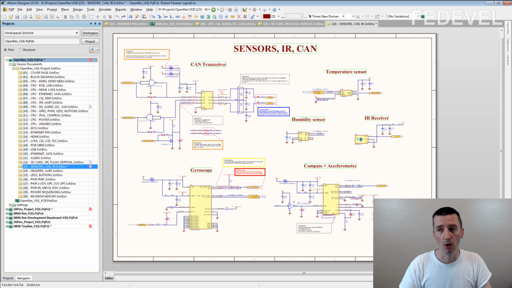Usually we use the same name that is used for the page, the page name, you can see it here. And then we put these small titles close to the chips or connectors or everything you need to understand how it is used in the schematic.